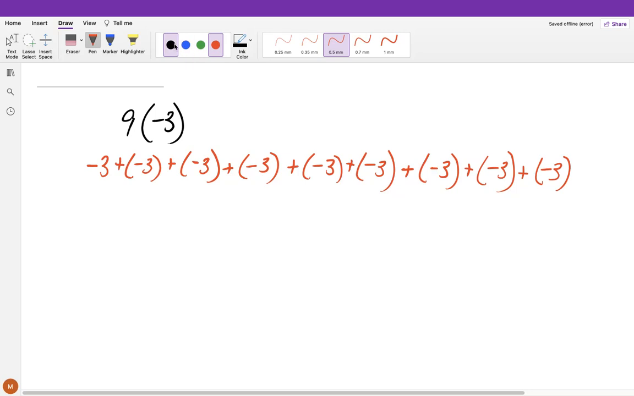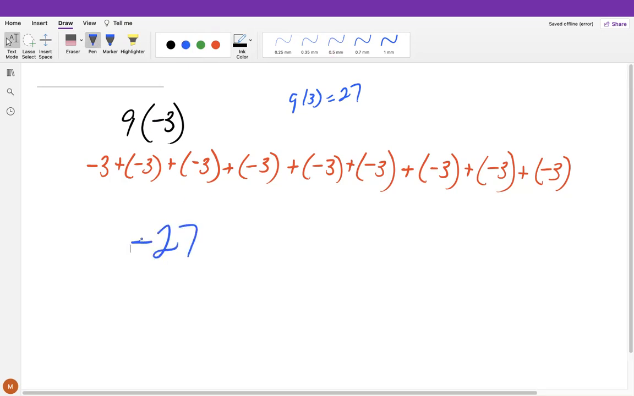So when we're doing multiplication, we can multiply just like we normally do. 9 times 3 we know is equal to 27. But since it's a negative times a positive, it's going to give us the negative. And the reason is, remember, multiplication is repeated addition. So we have all these negatives that we're adding together.